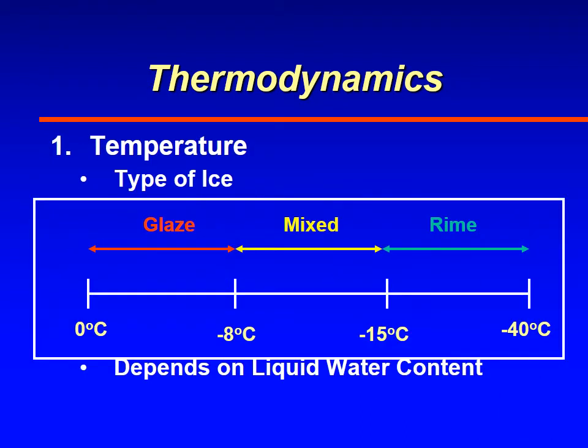So here are the temperature ranges for the different types of ice. Glaze ice or clear ice tends to be found between 0 and -8. Mixed ice between -8 and -15, and rime ice at much colder temperatures, between -15 and -20, and even down to -40 if there is any supercooled liquid water. Typically at temperatures colder than -40, all supercooled liquid water freezes even without ice nuclei, and you tend to have ice crystals exclusively. Now this depends upon the liquid water content, and we're going to talk a little bit about that. This is assuming an average liquid water content.